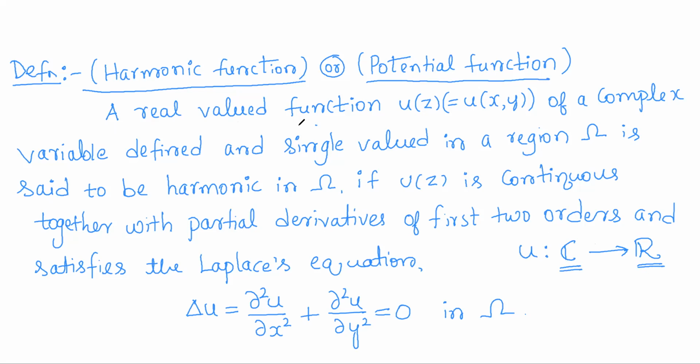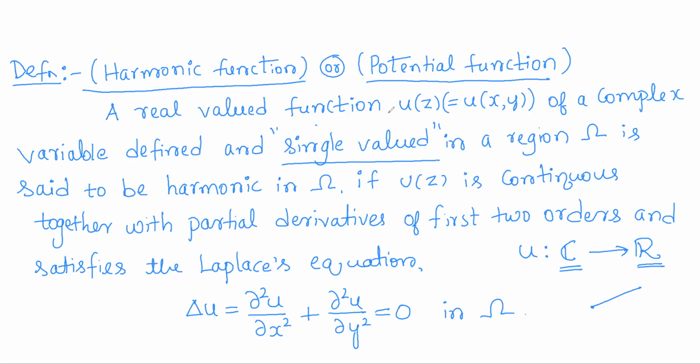So any real valued function of a complex variable is defined and single valued. Here we are stressing that it is single valued. In functions, there are two types: single valued functions and multi-valued functions. If for a domain point there is more than one image, such functions are called multi-valued functions. Usually the functions which we deal with are single valued functions, where for each domain point there is a unique image. We are just stressing on that.